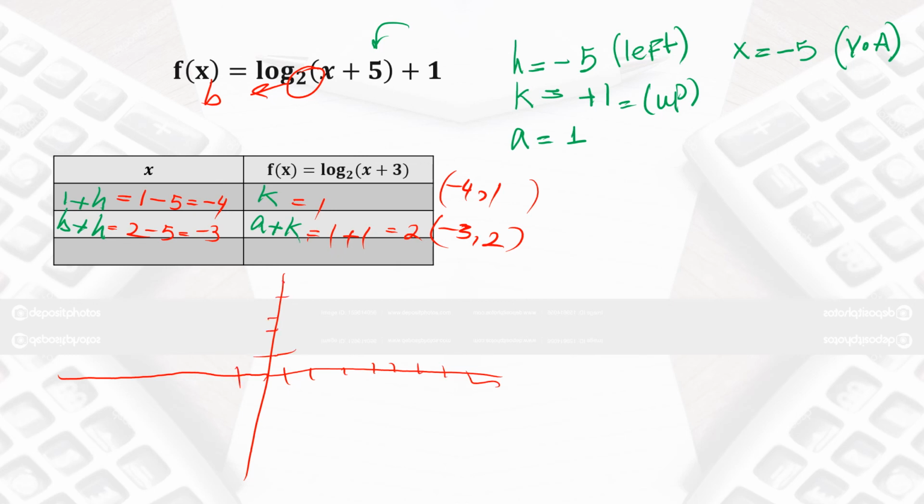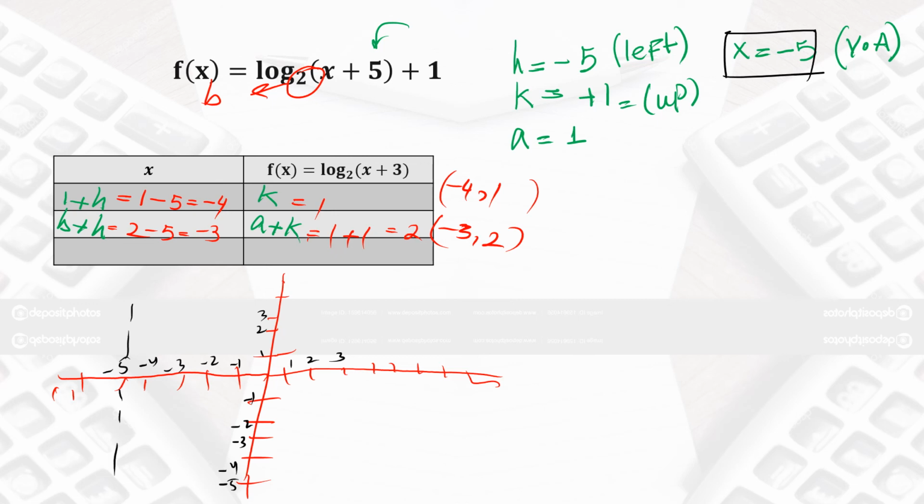We make it big enough to divide all the points at equal distance. Now we have 1, 2, 3 here, 1, 2, 3 here, negative 1, negative 2, negative 3, negative 4, negative 5 here, negative 1, negative 2, negative 3, negative 4, negative 5 here. Now, where is the vertical asymptote? This is the vertical asymptote at x equals negative 5. So make a dotted line because it is the most important part of the graph.